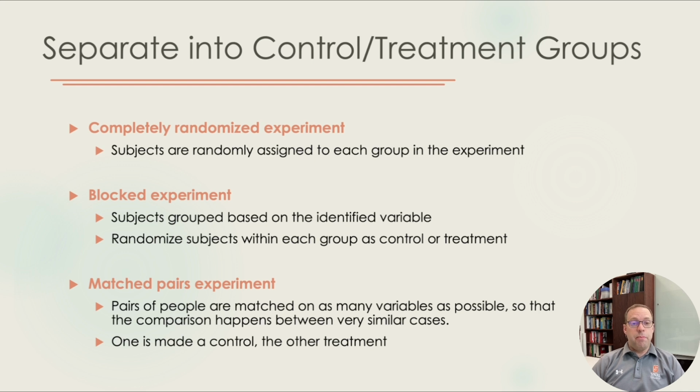The second would be a blocked experiment. This is very similar to the stratified sampling method. With the stratified sampling method, remember we took our population, divided it into groups, and selected a percentage from each group. With a blocked experiment, we're going to take our sample, divide them into groups, and then take half of each group, put them in the control group.